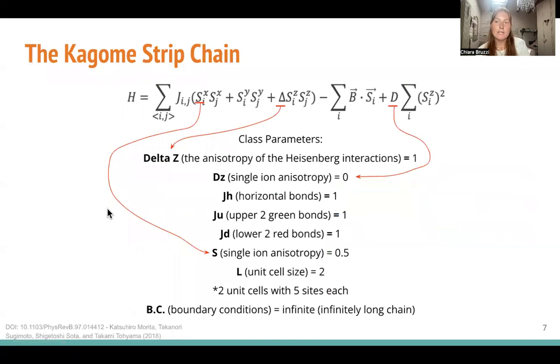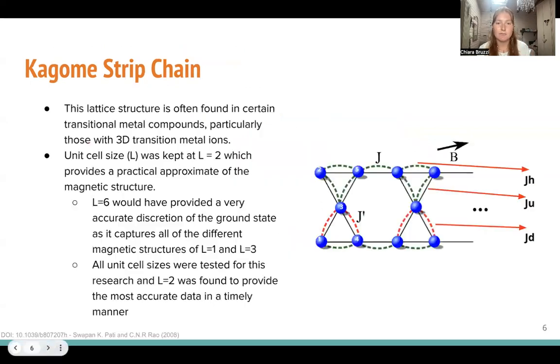The Kagome strip chain uses the Hamiltonian that we previously introduced, but the class parameters for the code for these simulations, since we're running these at 0 Kelvin, so it can't be done in an actual laboratory, those actually come from the Hamiltonian. So you have delta Z, which is the anisotropy of the Heisenberg interaction, and that comes from here. DZ is the single ion anisotropy, so that's here. JH, JU, and JD are between the bonds, as you can see from before.